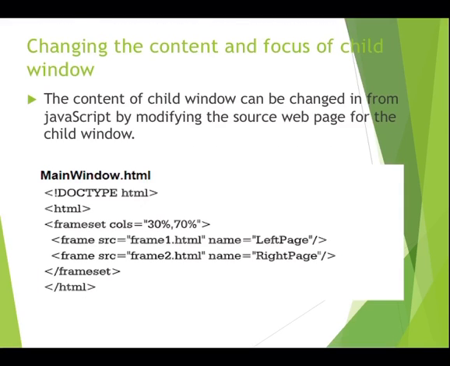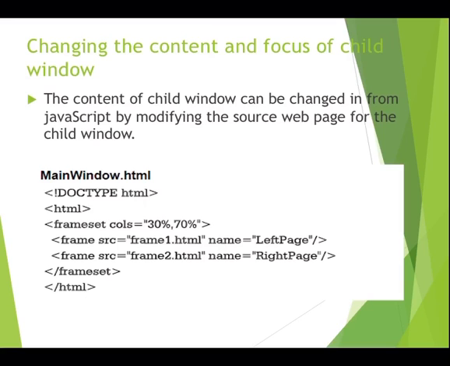First we'll create our main page. So doctype HTML tag, then the HTML tag. Then frameset, two columns we are going to create. The first column is for frame 1 and the second column is for frame 2. The first column will be 30% and the second column will occupy 70%. For frame 1, frame src is equal to frame1.html and the name of frame 1 is leftpage. Then frame src is equal to frame2.html. The name of the second frame is rightpage. Then close your frameset tag and close your HTML tag.